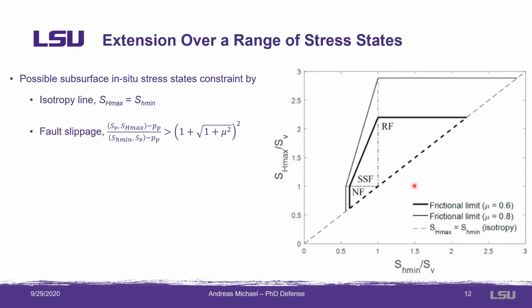The dotted diagonal is the line of horizontal isotropy, where SH max is equal to SH mean, and the solid dark lines are drawn using this relationship here and represent the frictional limits. Any stress state outside those bounds is virtually unstable and cannot exist, because if a fault exists under those stress state conditions, it's going to automatically lead to fault slippage, which is basically an earthquake. NF stands for normal faulting stress states, SSF strike-slip faulting, and RF reverse faulting.